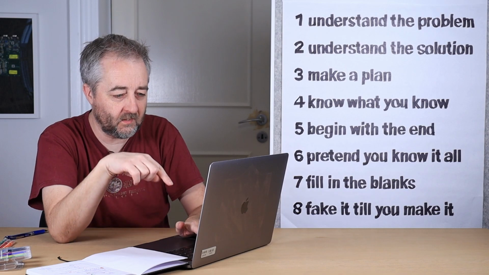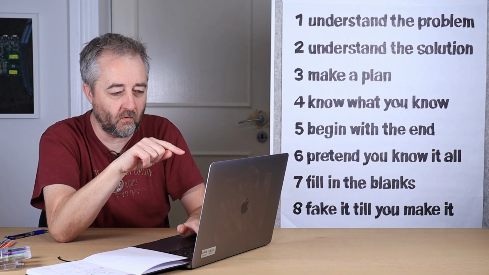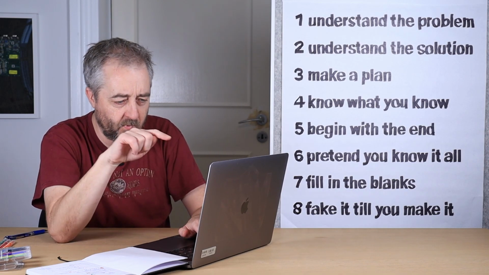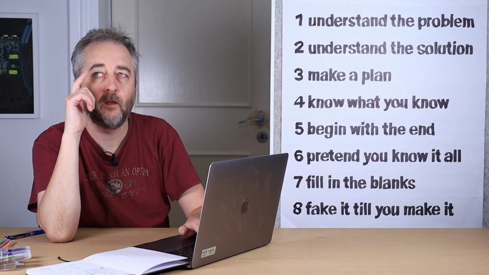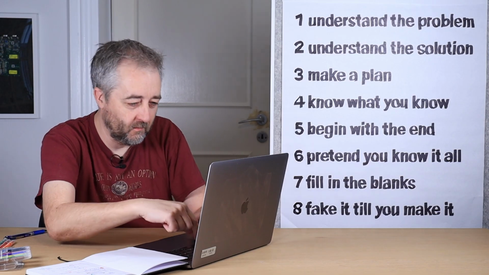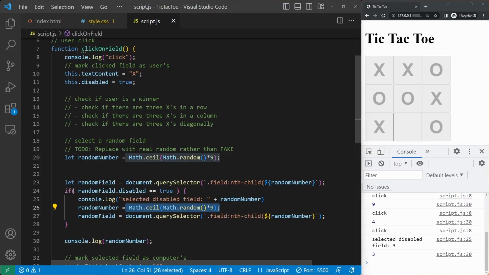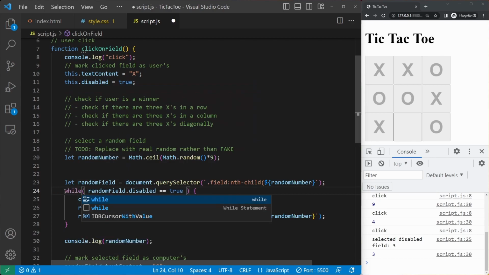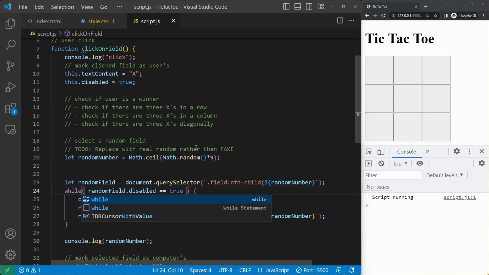How can I make it not select the one that is already selected? I want to disable it somehow. How can... Wait a moment. Maybe I have an idea. If I just make it into a while loop. So as long as it picks one that's disabled, it's going to try again. So let me say while it's disabled.